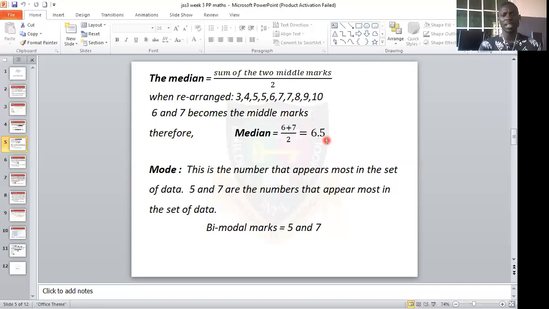Now the mode, as I said earlier, is the number that appears most in the set of data. Any number that appears most is called the mode. In this case, after arranging, you can see that 5 appears twice and 7 appears twice. So 5 and 7 are the numbers that appear most in the set of data. Because they are two, we call them bimodal marks. Bi means 2. So the bimodal marks are 5 and 7.